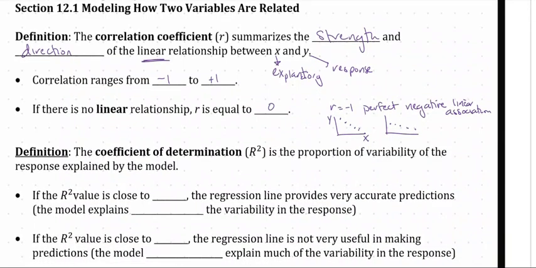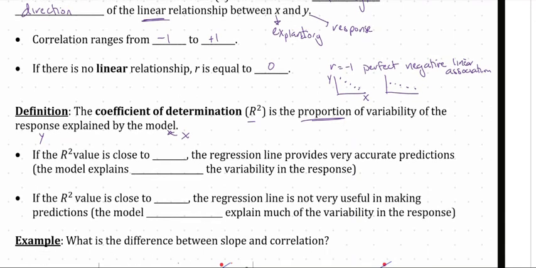Related to the correlation coefficient is the coefficient of determination, r squared. And the coefficient of determination is a proportion, and it's the proportion of variability of the response, y, explained by the model, and that's where our x variable is contained. If the r squared value is close to 1, the regression line provides very accurate predictions, and that means the model explains a lot of the variability in the response.